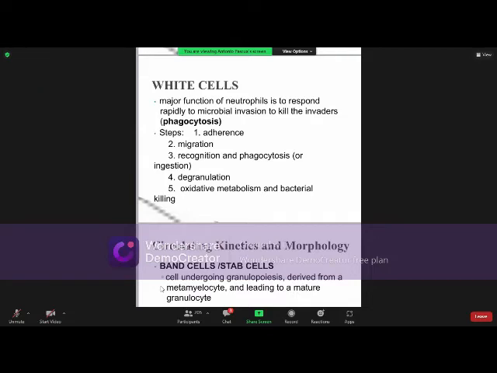May it be an organism, a microorganism, or a tissue debris, or a cellular debris. As long as it's an unwanted body, diba? Your body will recognize it. Your white cells will recognize it, right? After that, your white cells will undergo chemotaxis and diapedesis.